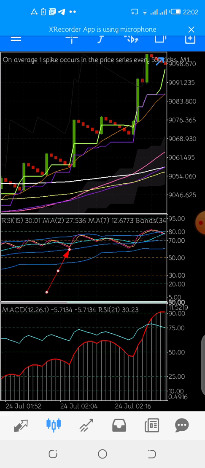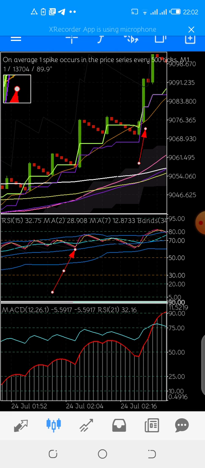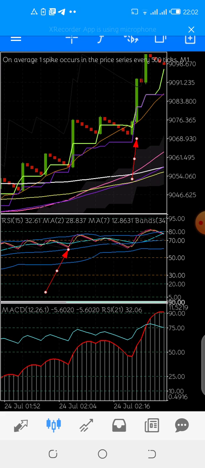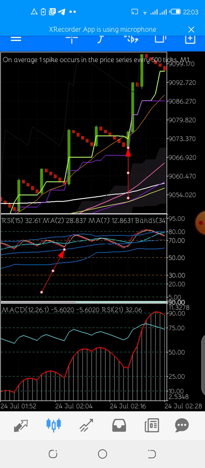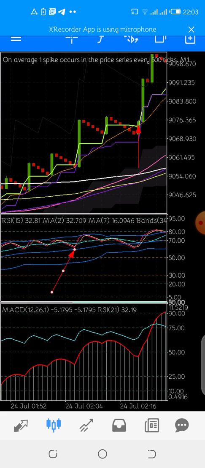I want you to see all this. Forget about the other moving averages that is down. This here: the purple line is the 26 of the Ichimoku, and the green line is the 9 of the Ichimoku. So it will spike either at the 9 Ichimoku line or at the 26 Ichimoku line.